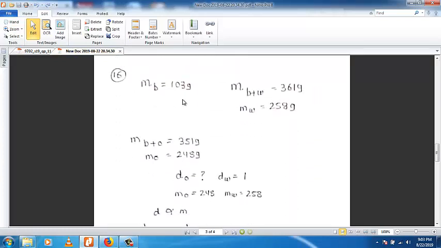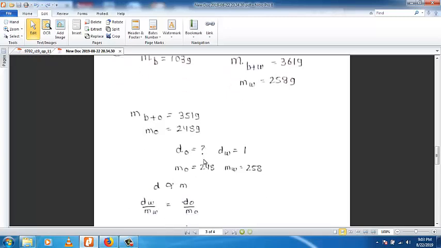The mass of beaker is 103 grams. The mass of beaker plus water is 361 grams. Just subtract the mass of beaker from this, you get the mass of water, 258 grams. The mass of beaker and oil is 351 grams. The mass of oil, subtract the beaker mass, 248 grams.